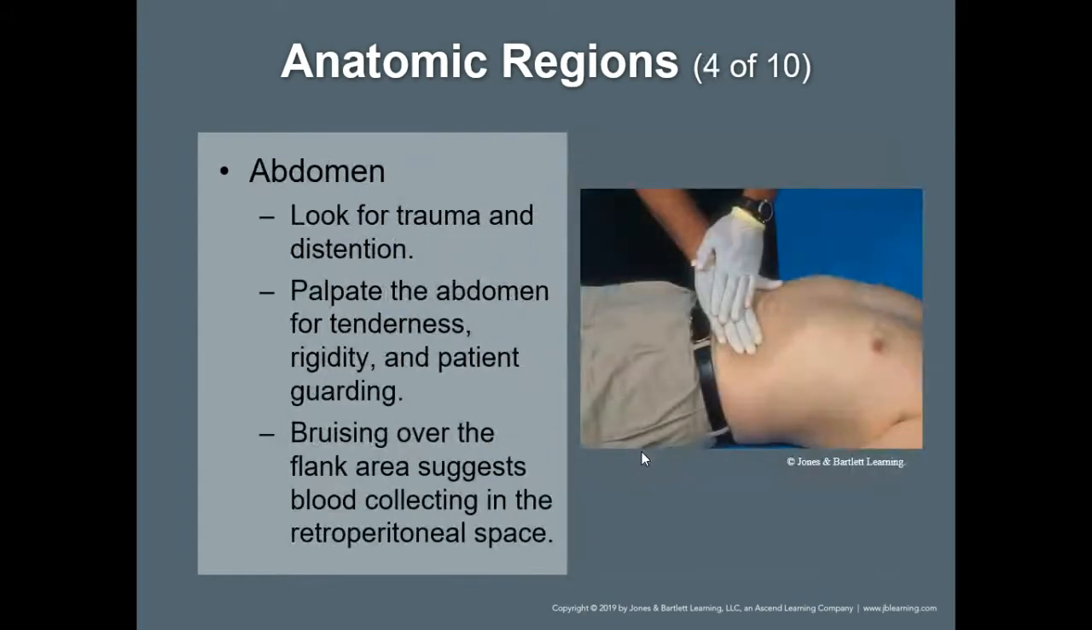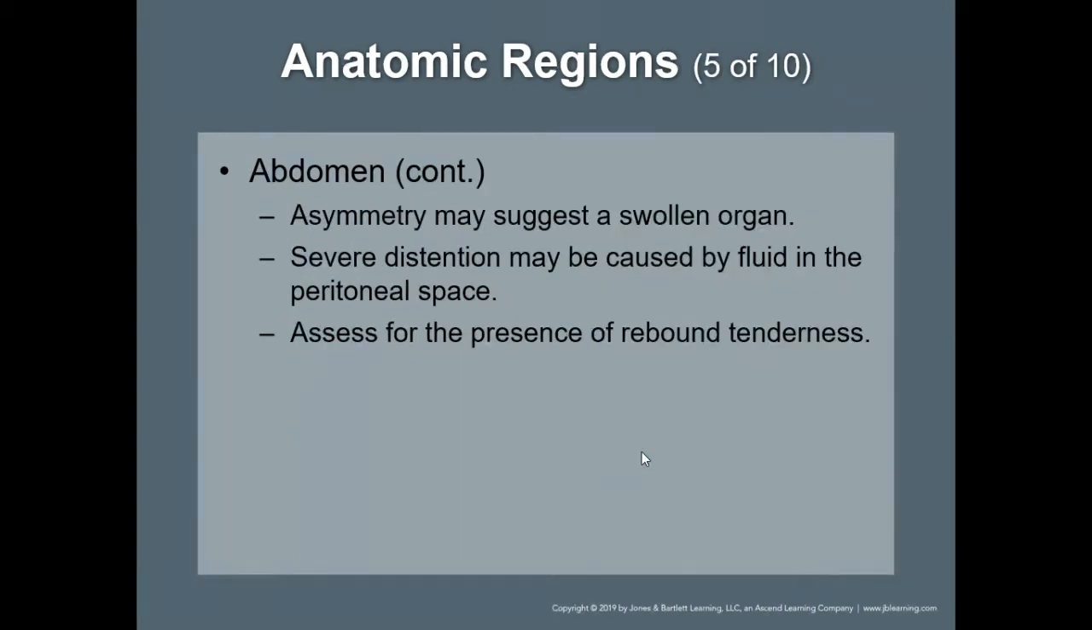All right. Abdomen. Look for trauma and distension. Palpate the abdomen for tenderness, rigidity, and patient guarding. Bruising over the flank area suggests blood collecting in the retroperitoneal space. Abdominal asymmetry may suggest a swollen organ. Severe distension may be caused by fluid in the peritoneal space. Assess for the presence of rebound tenderness.